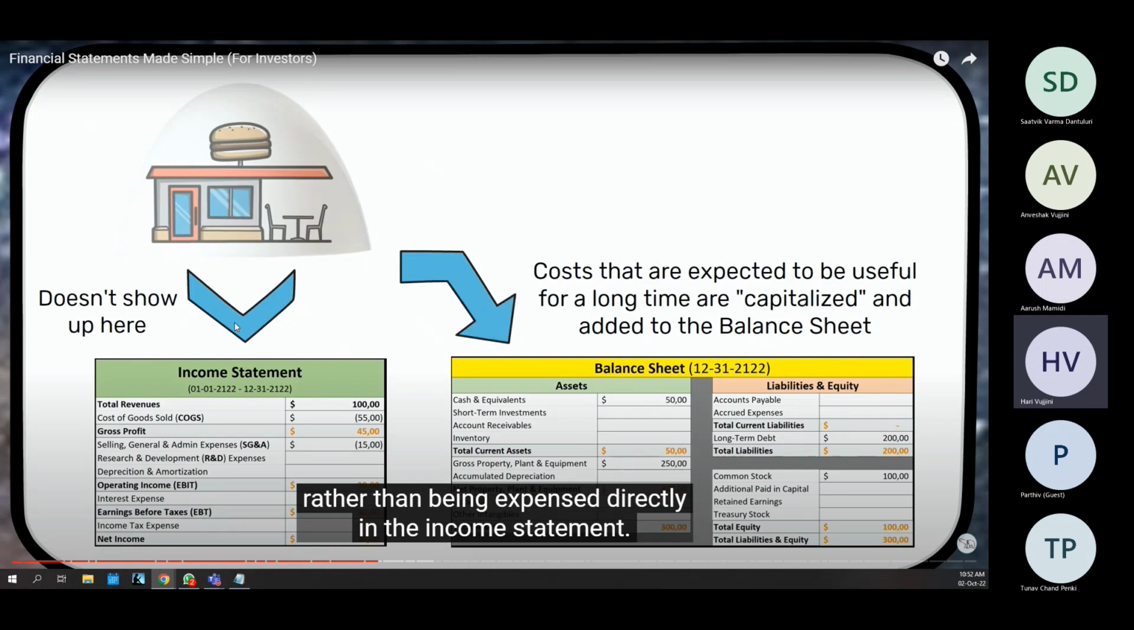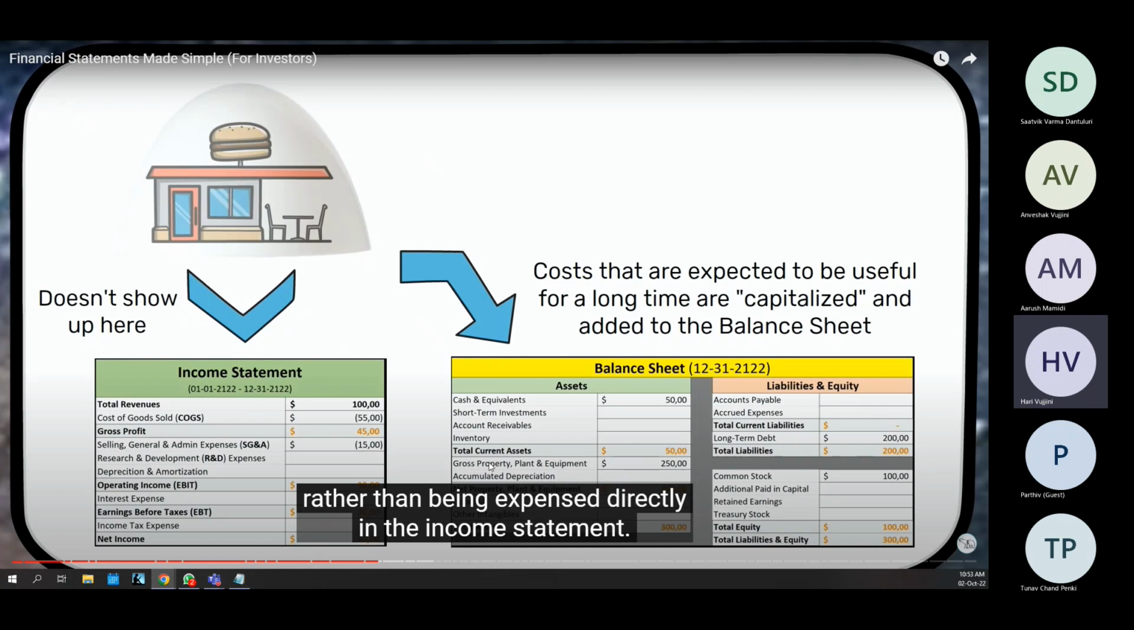So he's explaining this $250 investment he made into property, plant, and equipment. He's saying it doesn't show up in the income statement, though it's a major expense for that year because he established this restaurant, right? But it doesn't show up in this income statement anywhere, the $250. And the reason is that this is a long term investment. It's not a one year expense, right?